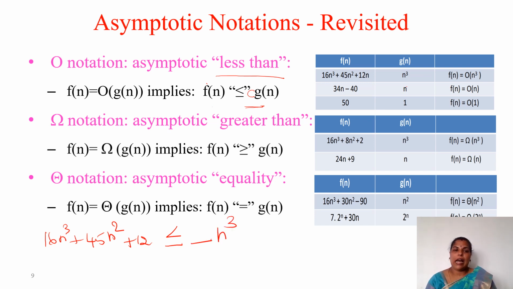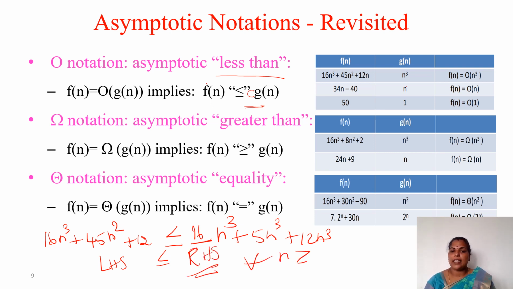So here already we have 16 n cube. What we need to do is 16 n cube plus some value, say 45 n square. You can give 5 n cube, then 12 n cube. Likewise, if you give more, the value becomes more. And always we have to satisfy the condition that this left hand side is less than or equal to the right hand side. This we have to prove for all values of n greater than or equal to 1. This condition we have to satisfy. If this condition is satisfied, then we can write f of n equal to big O of n cube.